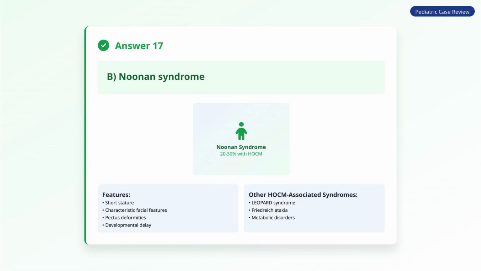Noonan syndrome. Hypertrophic cardiomyopathy occurs in 20 to 30% of Noonan syndrome patients. Features include short stature, characteristic facial features, pectus deformities, and developmental delay. Other syndromes associated with hypertrophic cardiomyopathy include Leopard syndrome, Friedreich ataxia, and metabolic disorders.